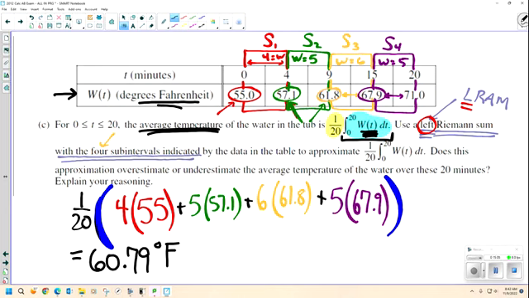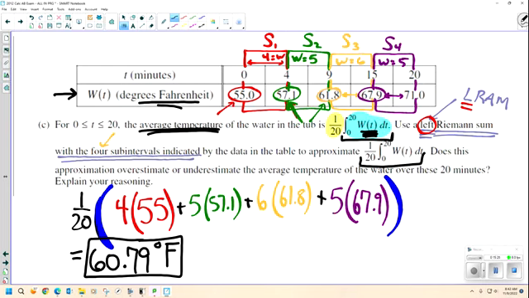Okay, they want us to answer that, and we did. The answer to this is this right here. Okay, it doesn't say explain in the context of the problem what the solution is. It just asks us, is this approximation, this 60.79, an overestimate or an underestimate?